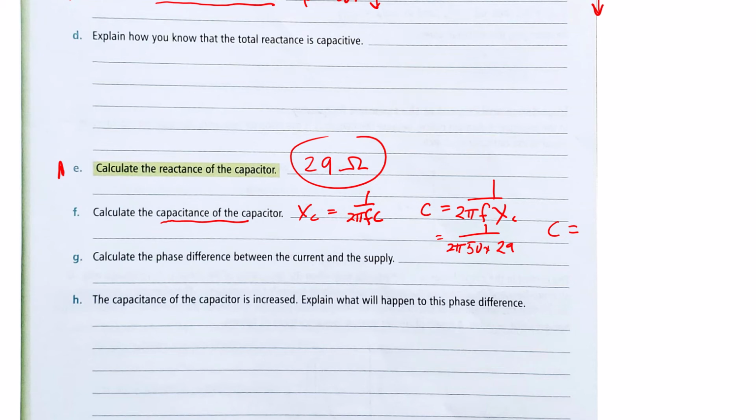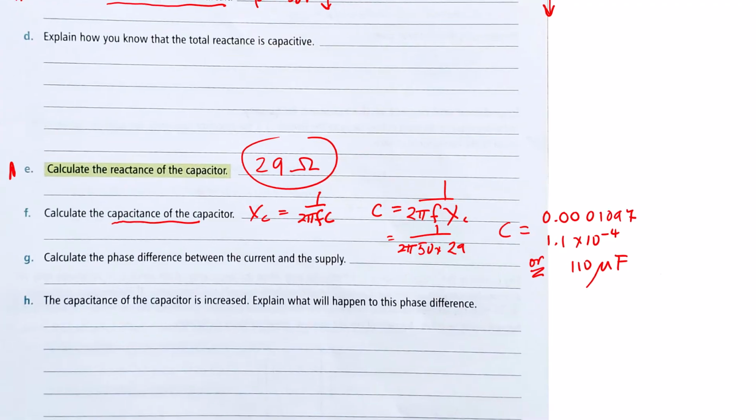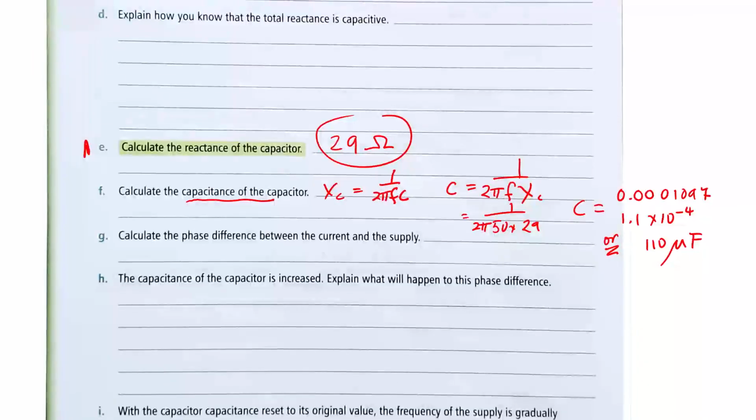I worked it out to be something like this, 0.0001234, which is equal to 1.1 times 10 to the negative 4. And because that's the way people write capacitance, we could write that as 110 microfarad. And again, two significant figures. And calculate the phase difference.